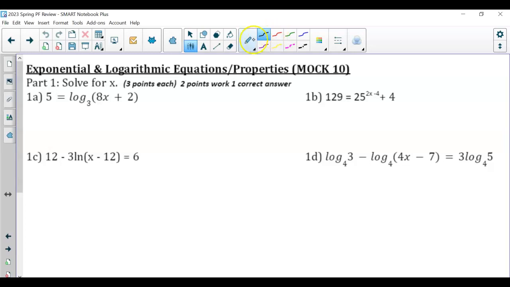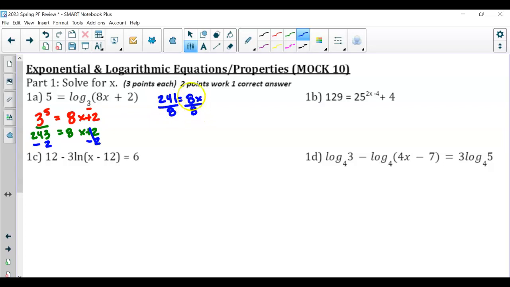So here, for example, I've got my log, it's by itself, and I can't cancel it out. So I need to convert it to an exponential. Here my base is 3, so 3 to the fifth power is equal to 8x plus 2. So now we can go ahead and start solving. Well, 3 to the fifth power is 243, which is equal to 8x plus 2, and start solving your two-step. So we subtract 2, so you've got 241 is equal to 8x, and divide by 8. So x is equal to 241 over 8.